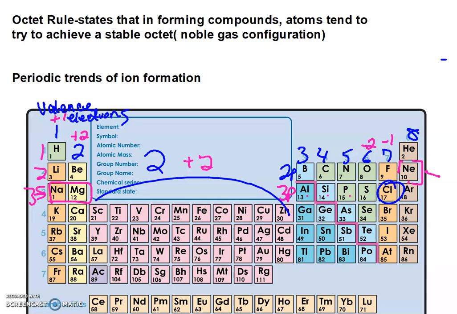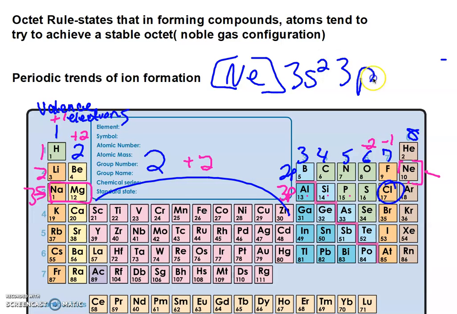If I want to write the electron configuration for chlorine, I can start from neon, which ends in 2p6, and then add 3s2, 3p5. When I'm talking about valence electrons, remember, I'm only looking for that highest energy level. So really for this, it is the third level: this 3s2 and 3p5.